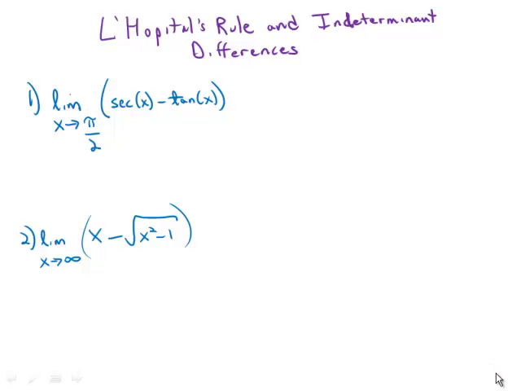Another category of indeterminate forms is when we have an indeterminate difference. That would be an infinity minus infinity form. That is also something indeterminate.